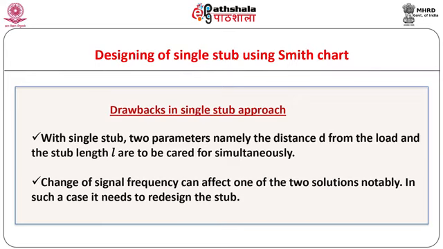Though simple and useful, single stub approach suffers from some drawbacks. For example, with single stub, two parameters, namely the distance D from the load and the stub length L are to be cared for simultaneously. In addition, change of signal frequency can affect one of the two solutions notably. In such a case, it needs to redesign the stub. Due to this and many other reasons, a system of stubs is used depending upon the need and type of application.